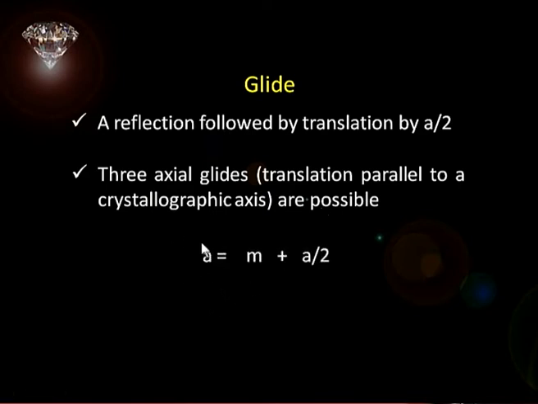A is one kind of axial glide, wherein there is a reflection, that is M represents a reflection, a mirror plane, and then followed by a translation along the crystallographic axis, say x or whatever axis it is, we translate by a distance a by 2. Other possibility is M plus b by 2, yet another one is M plus c by 2. So, there are 3 possible axial glides.